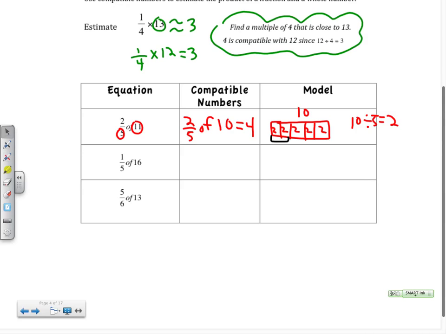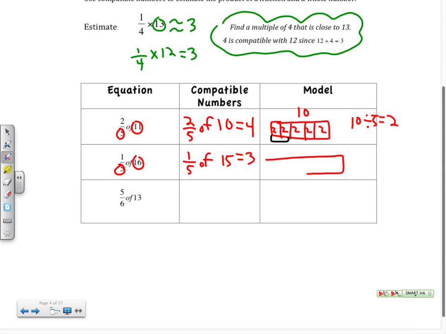Okay, let's look at 1/5 of 16. I can see that 5 and 16 are not compatible. What is close to 16 that 5 will go into evenly? That's 15. So remember, 15 divided by 5 is 3, and 3 times 1 is 3.